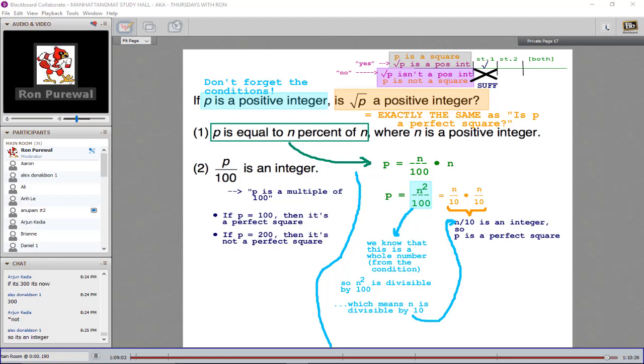So if it's 100, it checks the top box. If it's 200, it checks the bottom box. So this is not sufficient. And we don't need to combine them because statement 1 was sufficient. So that means that this is A, alligator. Good times.